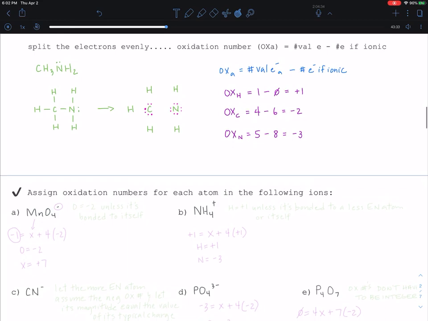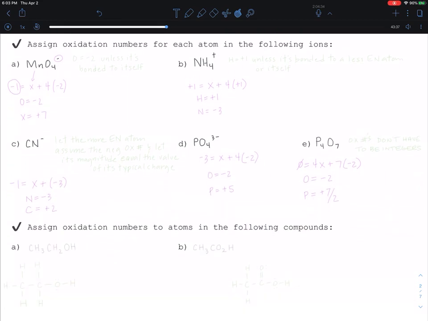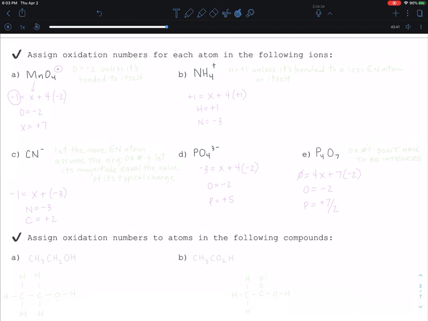Okay, so let's get some practice assigning oxidation numbers for some molecules and ions. Down here, I have a few examples. This first one is the permanganate anion. We talked about this as an example a little bit ago when we said the total oxidation state of an ion is going to be equal to its charge, right? In this particular case, the whole thing has a -1 charge. And we also know that oxygen, we should write this down, oxygen is -2 unless it's bonded to itself. So here, we can count on using -2 for the oxygen.